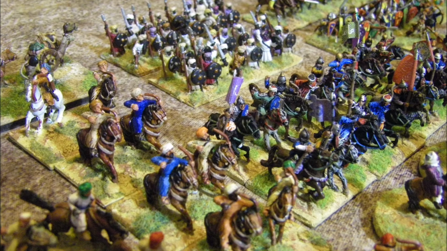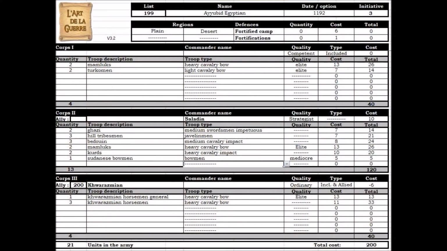So the strategist command, essentially, I've bulked up on the medium troops, but there's a bit of thought in that. I can combine my medium infantry in terrain together. So I've got 2 medium swordsmen impetuous and javelinmen to give them width, and a bowman. So 3 javelinmen, that's a lot of javelinmen, isn't it? There's another thought I'll come to. Hold that thought, because there's another point in that.